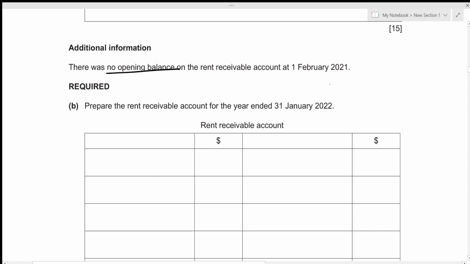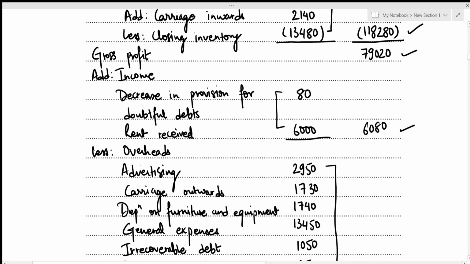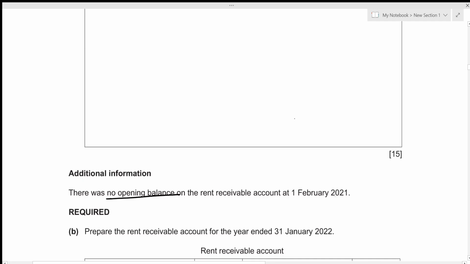Since there was no opening balance, we can start with the amount that we included in our income statement as rent received. Let's write it down. And since rent received was an income, our income statement will be on the debit side on our rent receivable account. So that's income statement. Let's have a look above to see the value that we included as our rent received, which is right here, and that value amounted to 6,000. So let's include this in our rent receivable account.